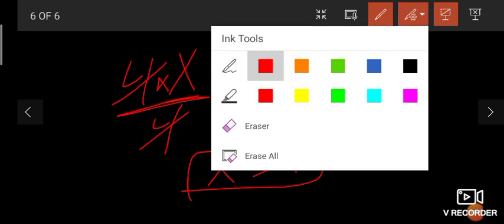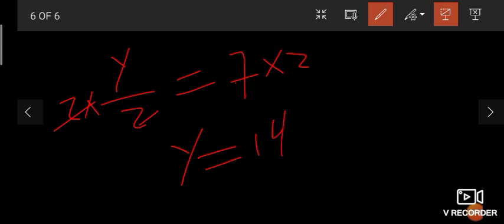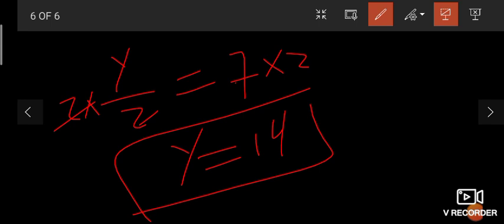Okay, another example: y over 2 equals 7. Okay, then here it is divided, then we make times. When you see divided, then we make a times. Okay, times 2 here and times 2 here. Then cancel. y equals 7 times 2, 7 times 2 equals 14.